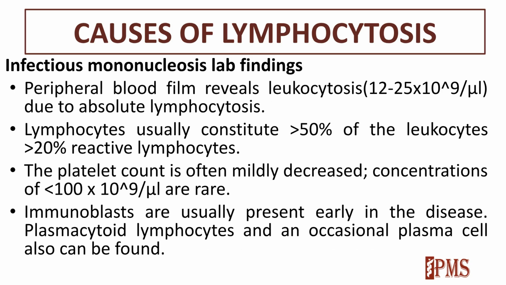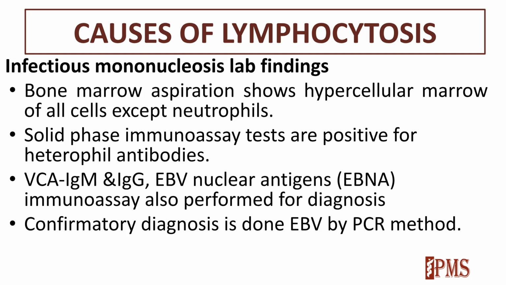Lab findings for infectious mononucleosis include leukocytosis due to absolute lymphocytosis, with lymphocytes often exceeding 50% of leukocytes. Reactive lymphocytes typically make up more than 20%. Immunoblasts and plasmacytoid lymphocytes are also commonly present early in the disease. Bone marrow aspiration shows hypercellular marrow, except for neutrophils.